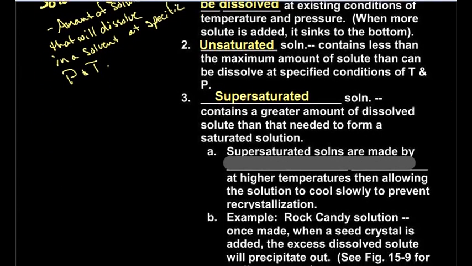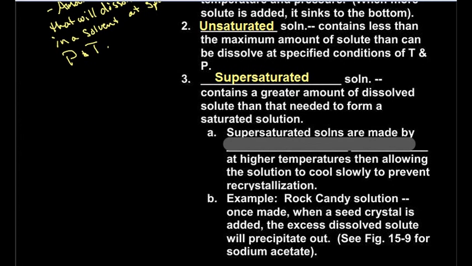It contains a greater amount of dissolved solute than what's needed to form a saturated solution. Which means that there's actually more stuff dissolved in the solution than can theoretically be possible to dissolve. So it's not like absolute zero, where you can't get slower than that. You can go over the saturation amount, but only under certain circumstances.